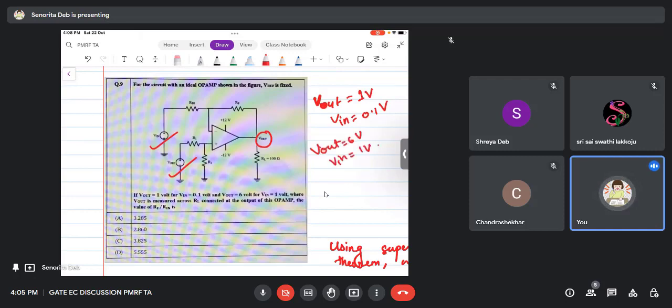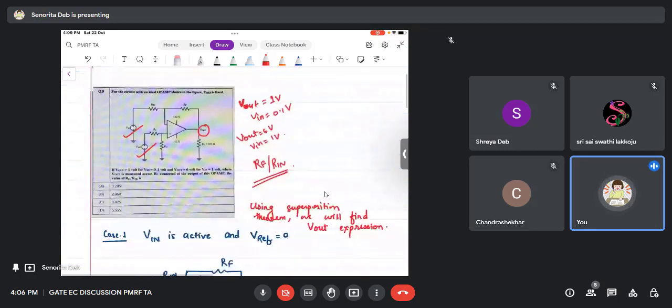The value of Vref is not given, but it is said it is fixed, okay? And Vout is measured across RL. So find out the value of RF by RN. So this is a question where you can see that two sources are given and there are conditions given. So this can be a lengthy question. If you want to solve it easily, using superposition theorem will be best to solve this problem, okay?